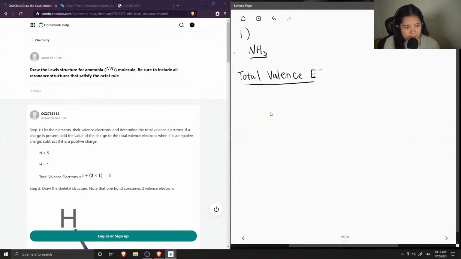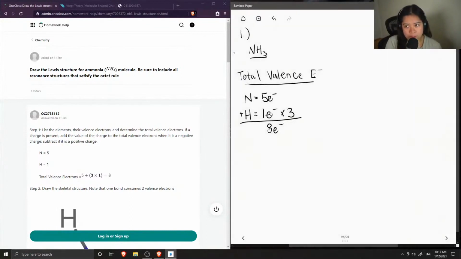In the case of nitrogen, nitrogen has 5 valence electrons, and in the case of hydrogen, hydrogen has 1 valence electron, and since there are 3 atoms of hydrogen in ammonia, we multiply this by 3. So now when we add these values up, we end up getting a total of 8 valence electrons.